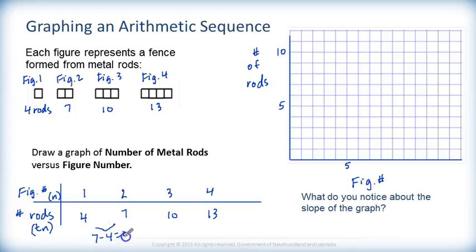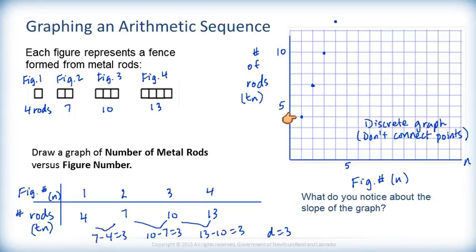7 minus 4 equals 3, 10 minus 7 equals 3, 13 minus 10 equals 3. So our constant difference is 3. Keep note of that. I've got my points plotted. So my figure number is my n values, and my number of rods is my t sub n values. It's a discrete graph because the n values represent the figure number. We can't have figure 1.7, for example. So we do not connect the points.